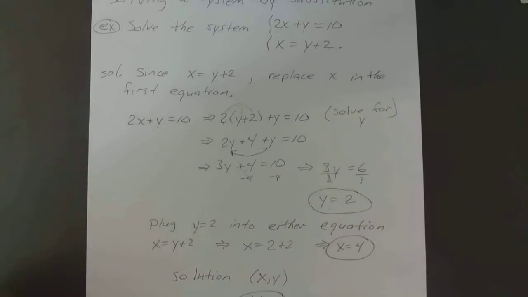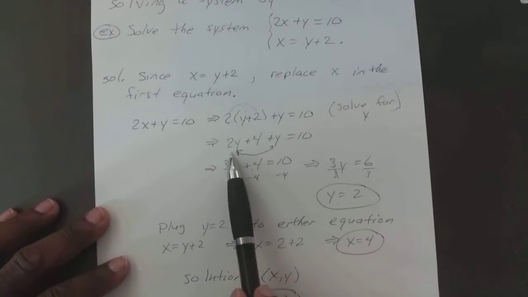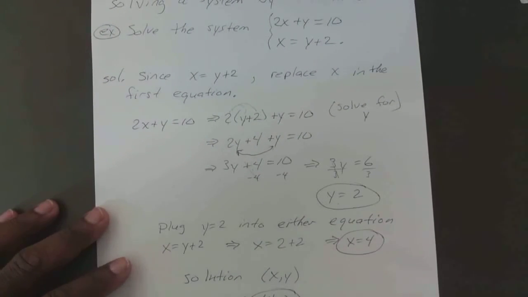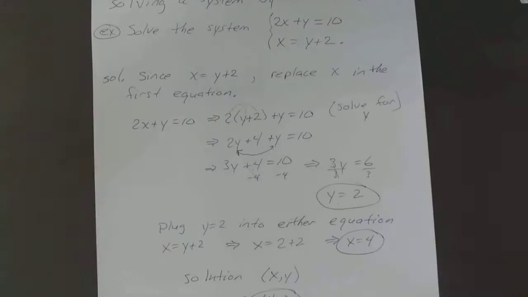Sorry, where did you get 3 from? Which 3? The 3y, when I combined the 2y plus y. You can really think of it like 2y plus 1y. Remember that 1y is the same as just saying y. So if you have 2y plus 1y, you just add those two together and keep your y. That makes sense.